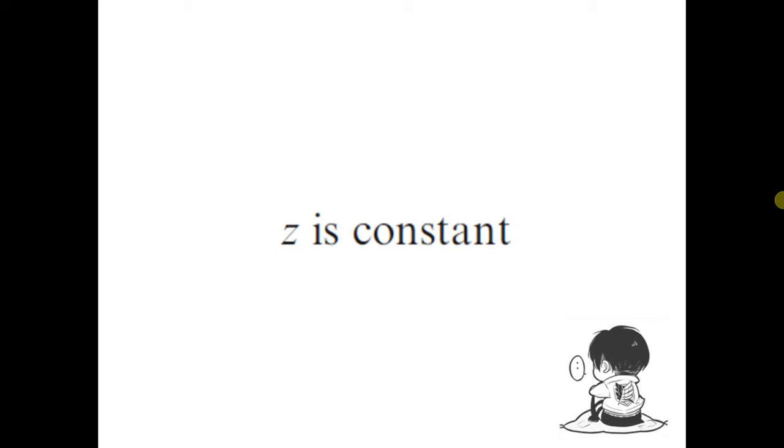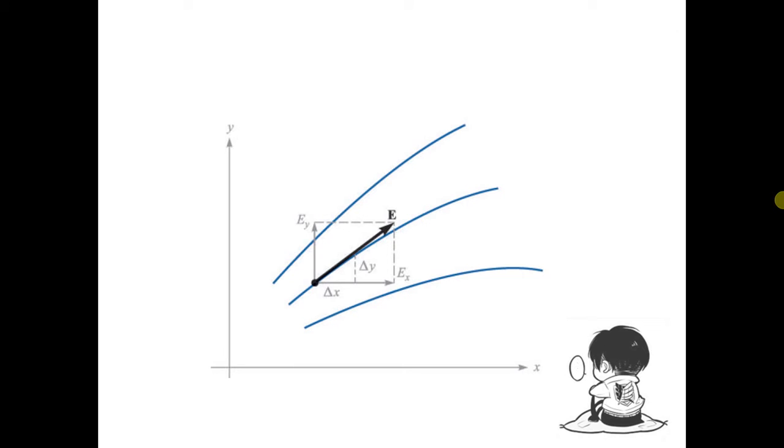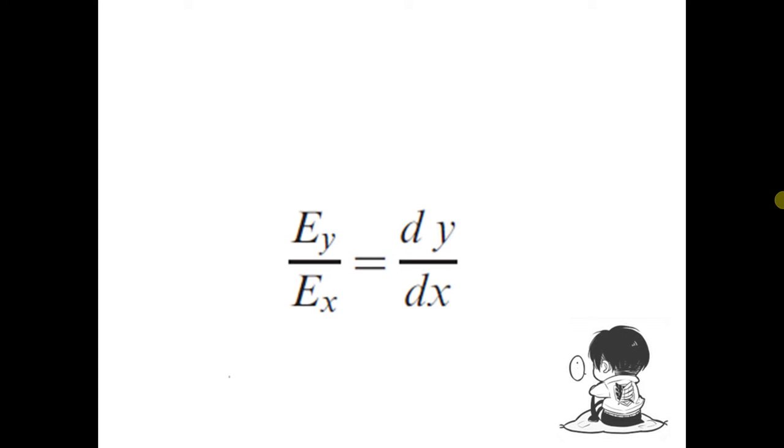Several streamlines are shown in this figure, and the Ex and Ey components are indicated at a general point. Since it is apparent from the geometry that Ey over Ex equals dy over dx, a knowledge of the functional form of Ex and Ey will enable us to obtain the equation of the streamlines.